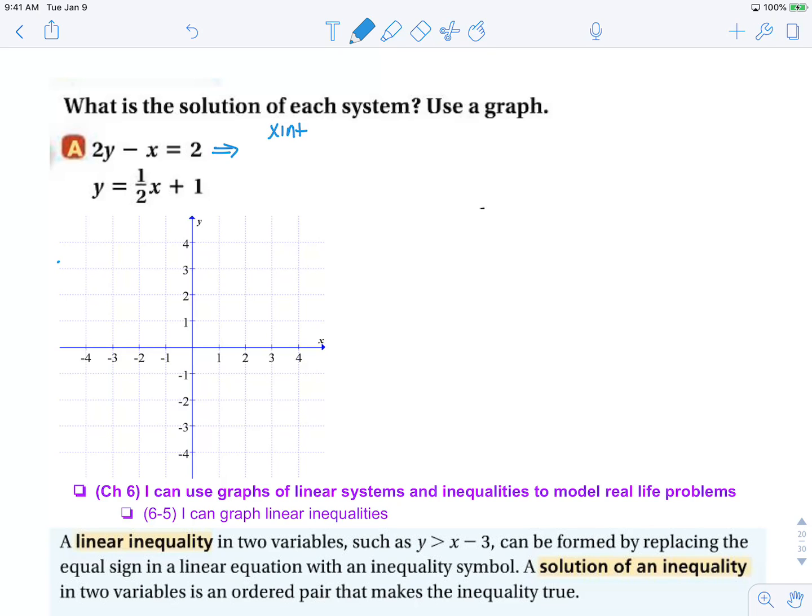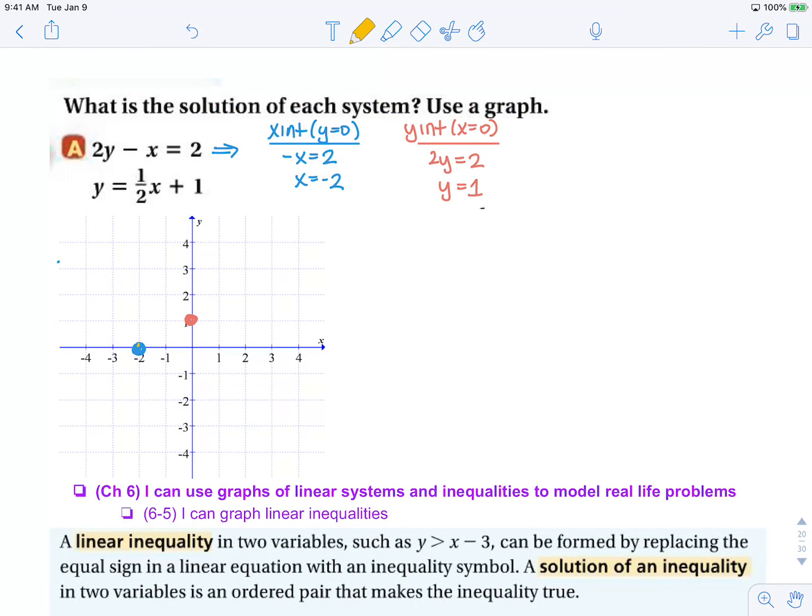To find your x-intercept, you let y equal 0. If y equals 0, I'm left with negative x equals 2, or x equals negative 2, the x-intercept. I'm going to go ahead and find my y-intercept when x equals 0. That leaves me with 2y equals 2, or y equals 1, for my y-intercept.